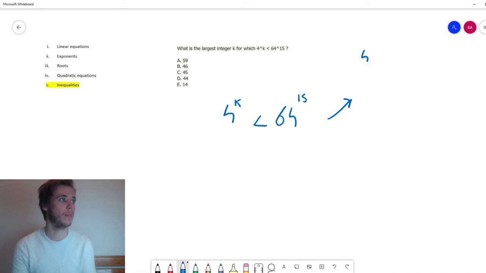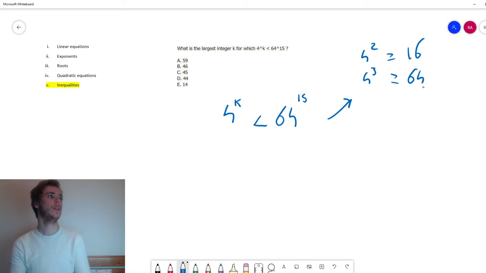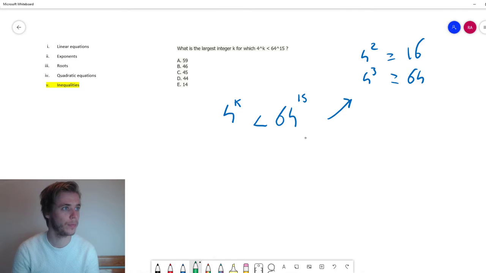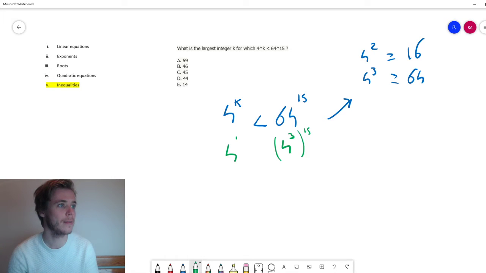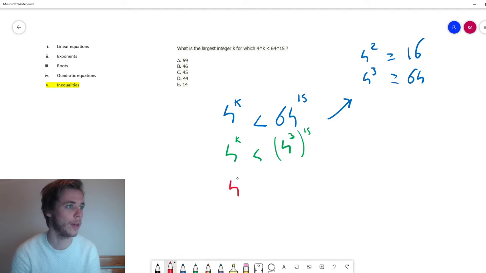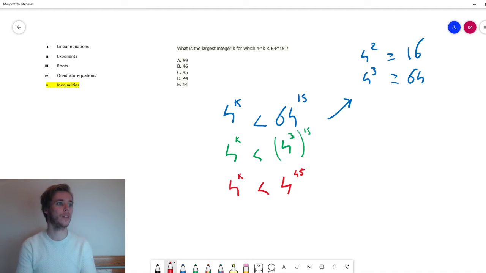We know 4 to the power of 2 is 16, and 4 to the power of 3 is 16 times 4, which is 64. So we can rewrite this as 4 to the power of 3, to the power of 15. So 4^k is smaller than (4^3)^15. If you rewrite that further, you get 4^k is smaller than 4 to the power of 3 times 15. So that is 45.